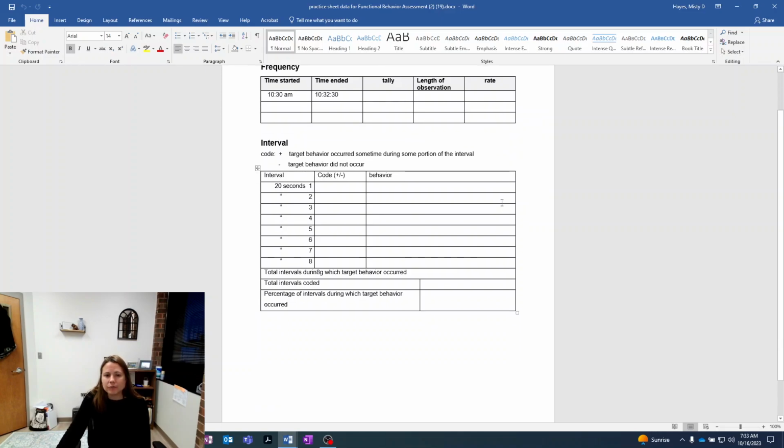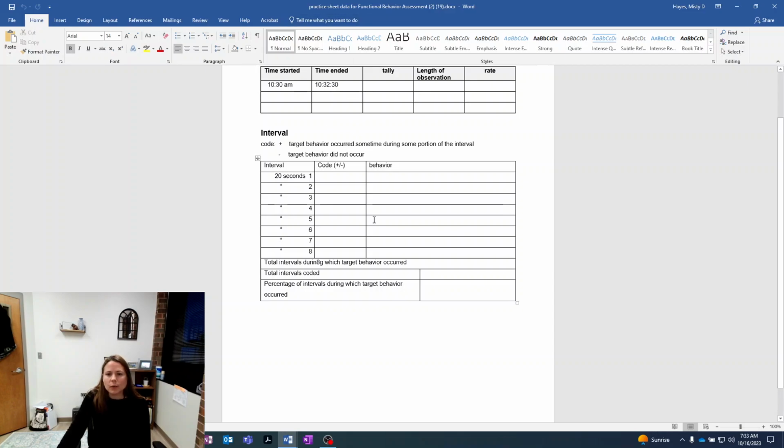So that's the frequency. The interval is where we look at, during a certain amount of time, how often the behavior occurred, right? When we talk about target behavior, a lot of people get this confused. They think target behavior means behavior we want the student to do. No, the target behavior is the behavior we're looking at, right? We're trying to figure out what's going on. So whenever the target behavior you don't want happens, you're going to put a plus. If it doesn't happen, you're going to do a minus.